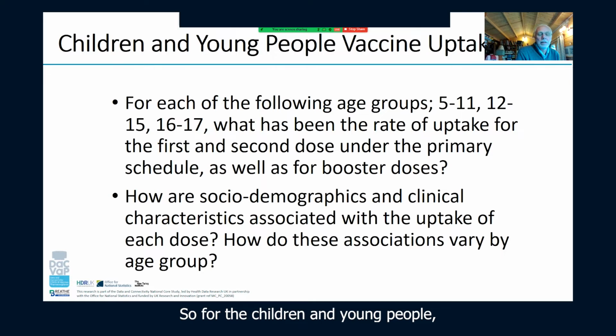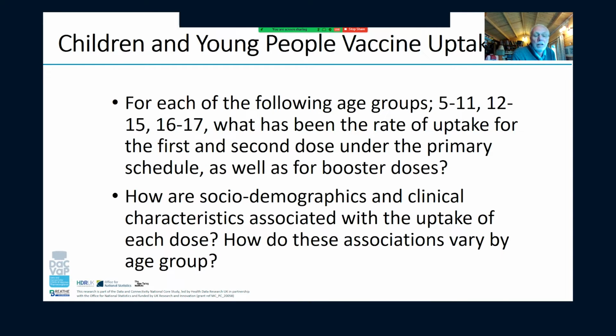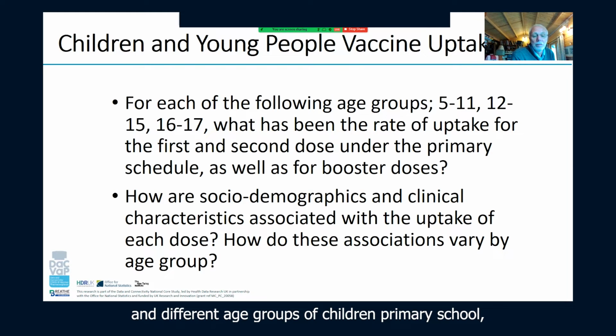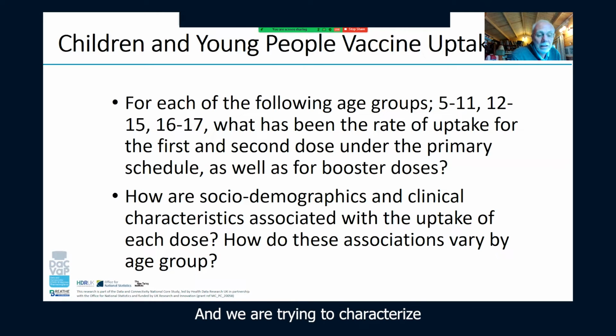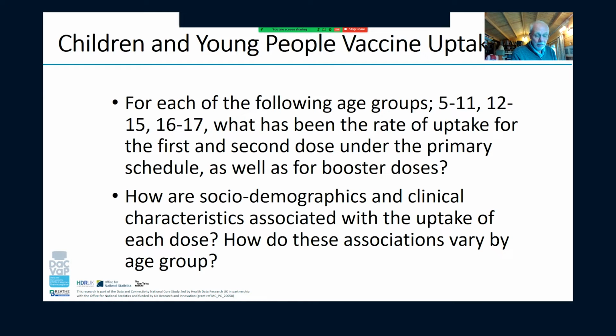So for the children and young people vaccine uptake study, what we were trying to do was to look at the rate of uptake of the first and second dose in different age groups of children: primary school, early secondary school, and later secondary school. And we were trying to characterize how the rates of uptake changed with socio-demographic groups and clinical characteristics of these children, as well as by age group. So that was our research question for that particular project, but for the other projects, there was something similar as well. So next slide, please.